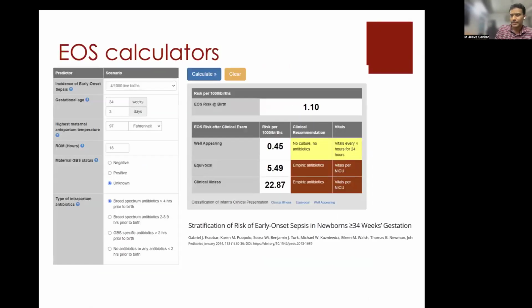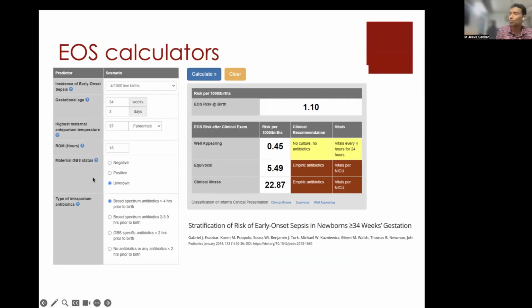So this is the early onset sepsis calculator. This is a Kaiser Permanente calculator, which is used in high-income countries, and it has different predictors. What is the incidence of early onset sepsis in that unit? The gestational age, the highest maternal antepartum temperature, which means intrapartum fever, the duration of rupture of membranes, and the most important is they ask for the group B streptococcus status of the mother, and whether intrapartum antibiotic prophylaxis has been given to the mother to cover group B streptococci.